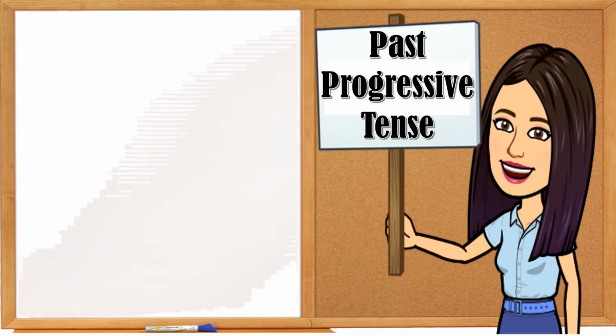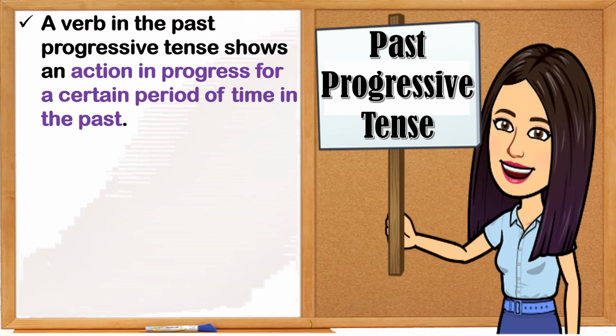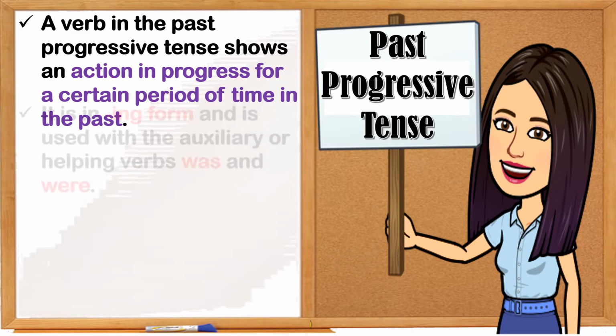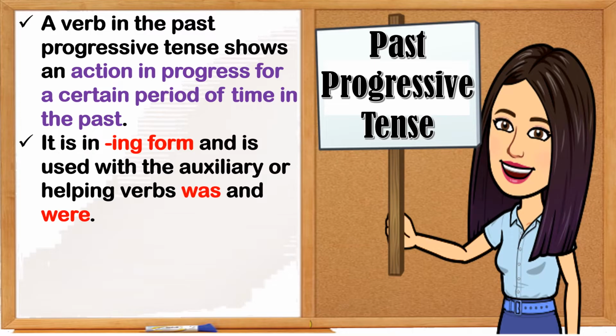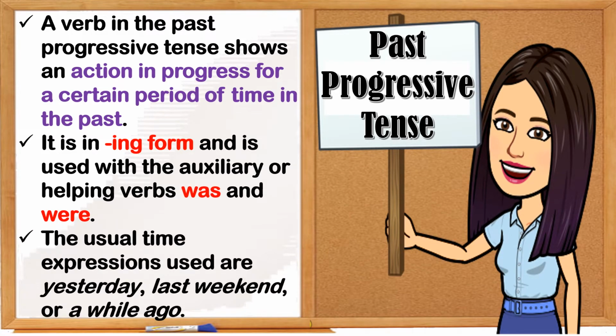Past progressive tense. A verb in the past progressive tense shows an action in progress for a certain period of time in the past. It is in ing form and is used with auxiliary or helping verbs was and were. The usual time expressions used are yesterday, last weekend, or a while ago.